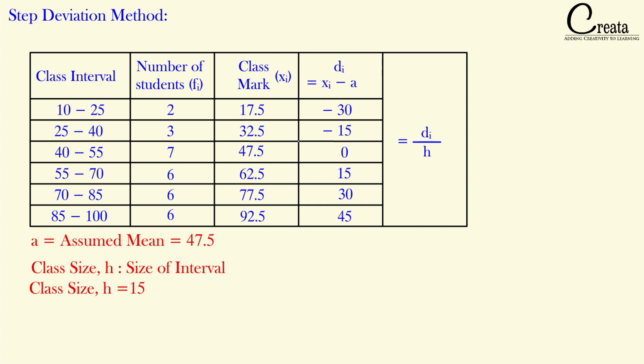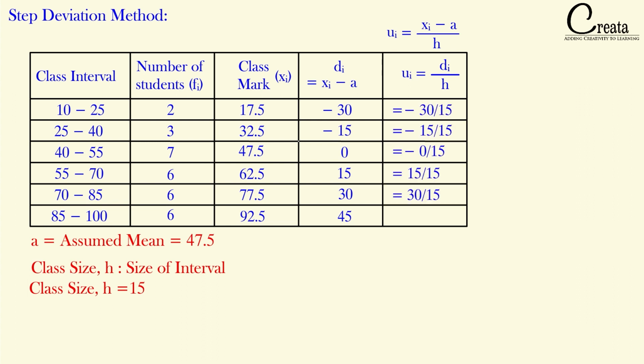Now we will divide all these deviations, that is the value of Di, by the class size, which is 15. And we will denote it as Ui. So what will be Ui? Ui will be Di upon h, where h is the class size, which we can also represent as (xi minus A) upon h. So let's divide all these numbers by 15. We got our numbers as -2, -1, 0, 1, 2, 3. So we got the value of Ui. We got one more column, that is Ui.